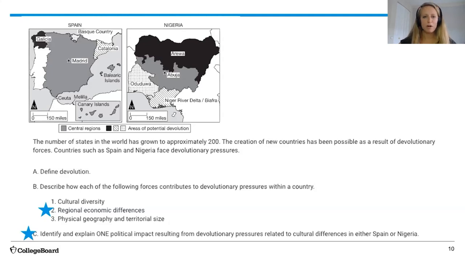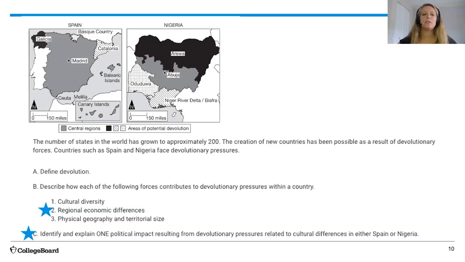The most complicated part of this question is part C, where it wants you to identify and explain one political impact from devolutionary pressures that relate to cultural differences in either Spain or Nigeria. So this is the exact skill I was telling you need to be good at doing, where you're given a map or some kind of geographic data and you use it to answer a question. This is a perfect example of that.